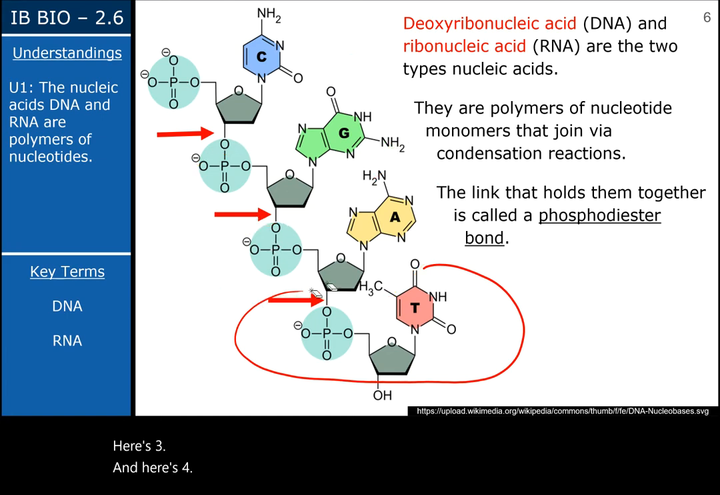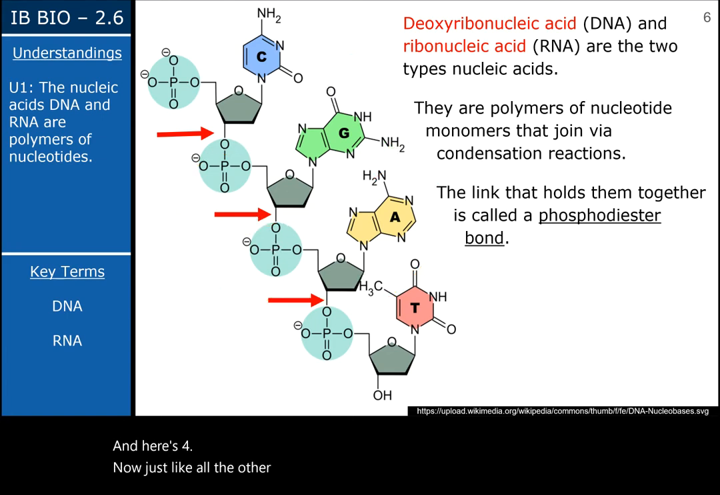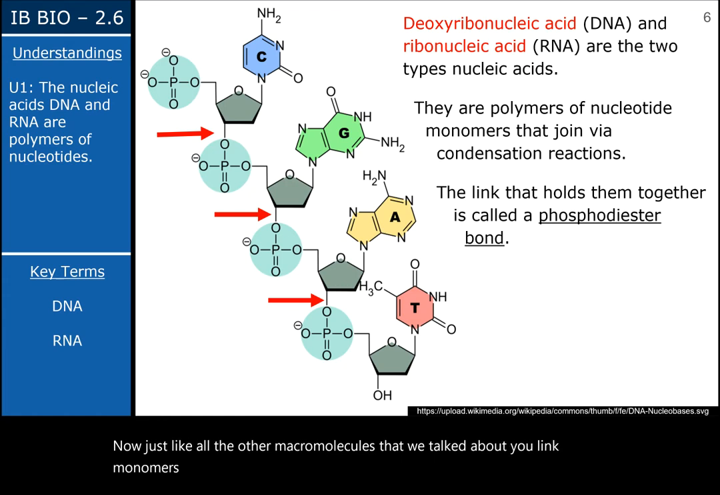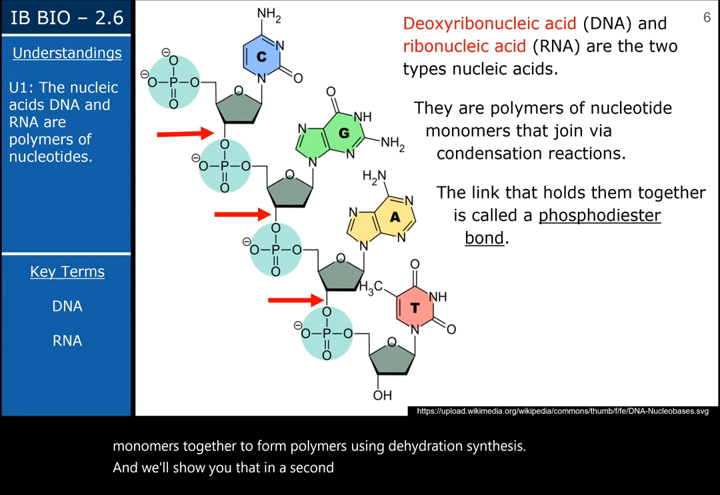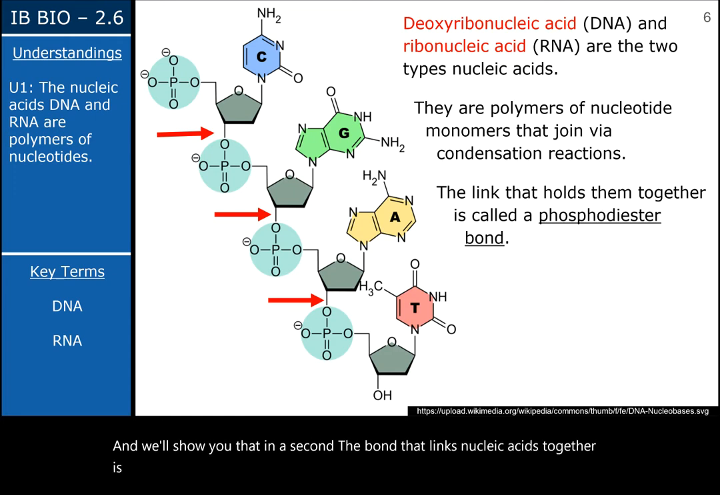Now, just like all the other macromolecules that we talked about, you link monomers together to form polymers using dehydration synthesis. And we'll show you that in a second. The bond that links nucleic acids together is called a phosphodiester bond. And that makes sense because it's a bond between the phosphate, right?